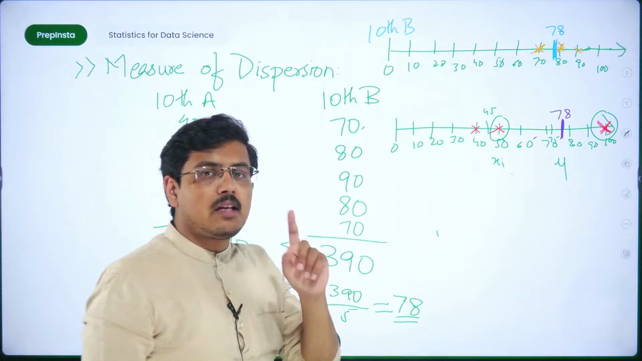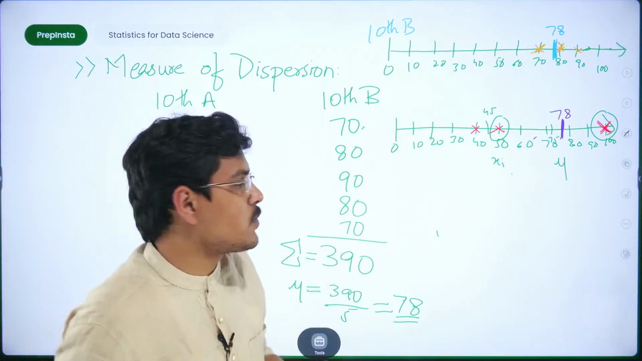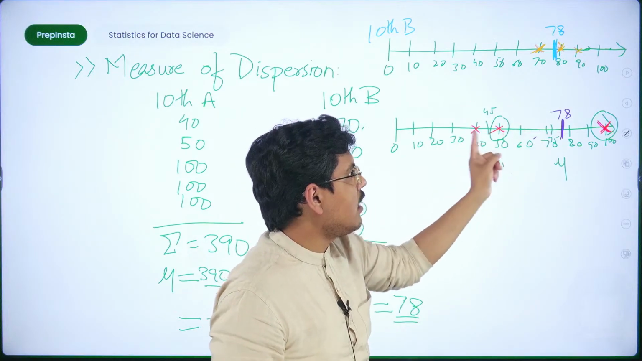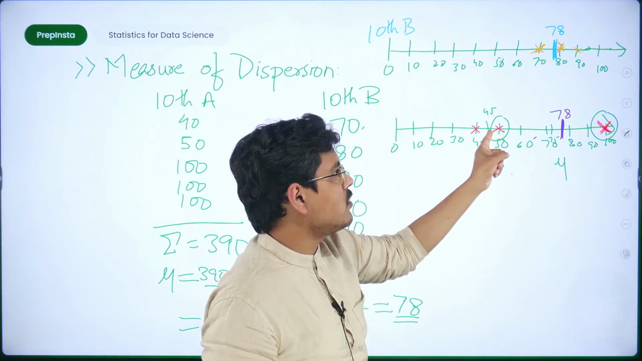Number two, the reason you need n minus 1 is, when you are finding for a sample, you saw the difference there, right? You saw the difference.